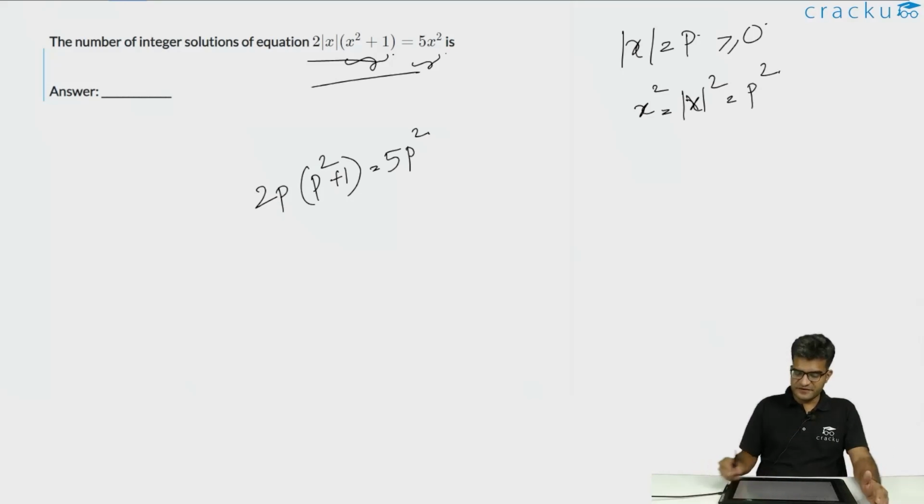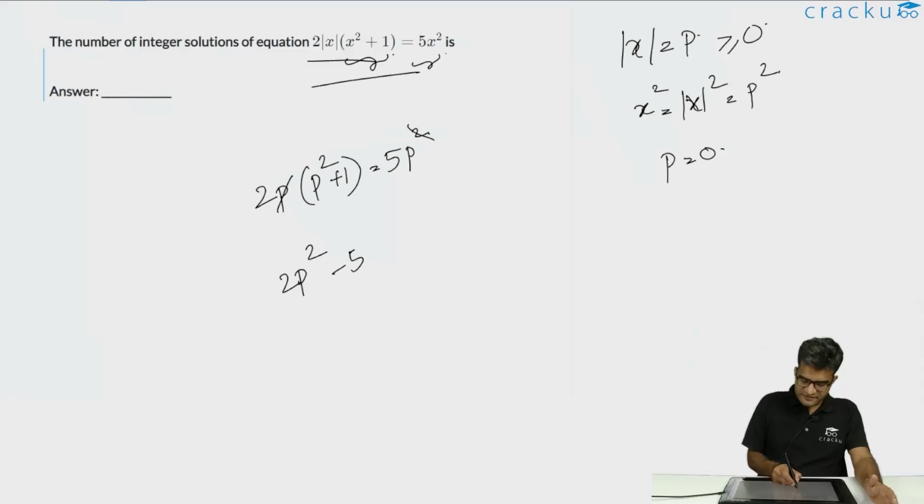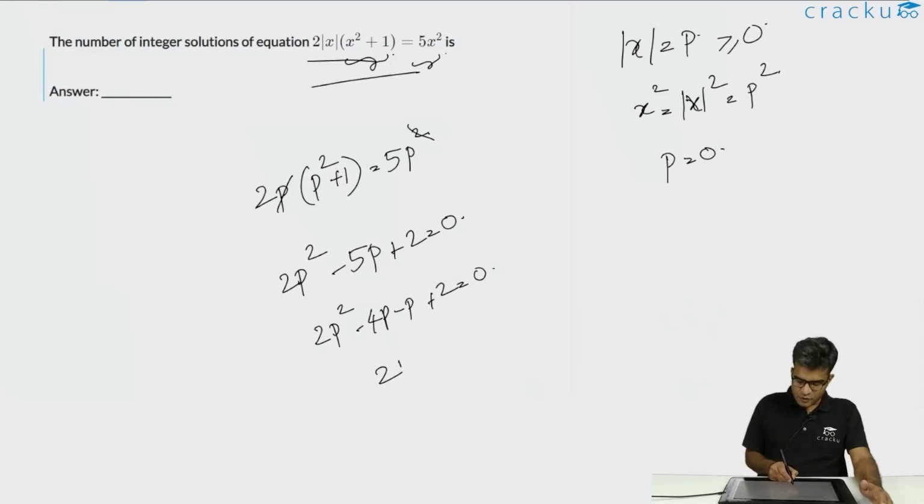Now one solution for this is that p is equal to 0, and if p is not equal to 0, we can cancel one p over here and here. So this would be 2p square minus 5p plus 2 is equal to 0. This can be simplified to 2p square minus 4p minus p plus 2 is equal to 0. This is (2p minus 1) into (p minus 2) is equal to 0. So the value of p is either equal to 1 by 2 or it is equal to 2.